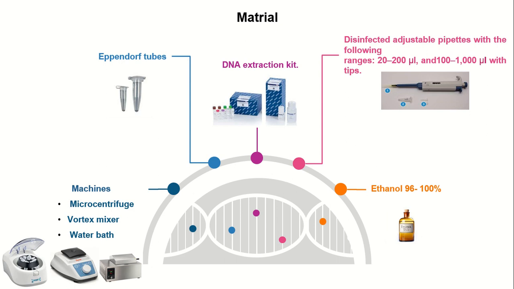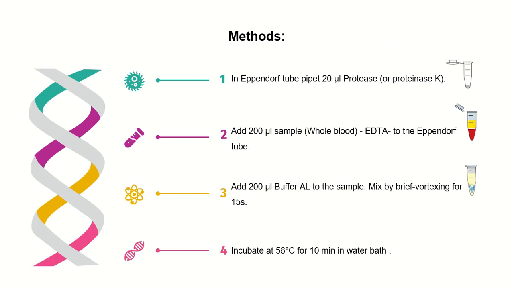Materials: disinfected adjustable pipette with the appropriate range of tips, ethanol, DNA extraction kit content: spin column, silica tube, proteinase K, buffer AL specific for blood, washing buffer 1, washing buffer 2, and buffer AE. Machines we will use: microcentrifuge, vortex mixer, water bath or heater. Method: gloves to be worn at all times.